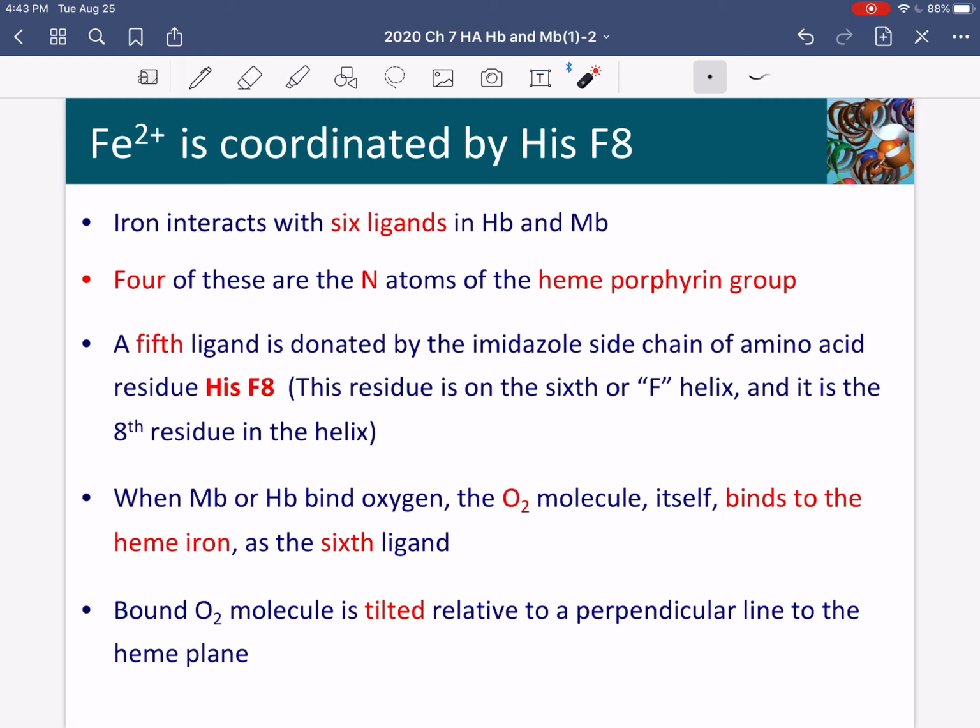So in deoxyhemoglobin, the ferrous iron is coordinated by 5 ligands, 4 of them from the porphyrin ring and 1 of them from histidine F8, and then the iron in oxyhemoglobin coordinates to the oxygen molecule as its 6th ligand. The alignment of the O2 molecule is tilted relative to the perpendicular line to the heme plane, so that's what you're going to expect to see on the slide.